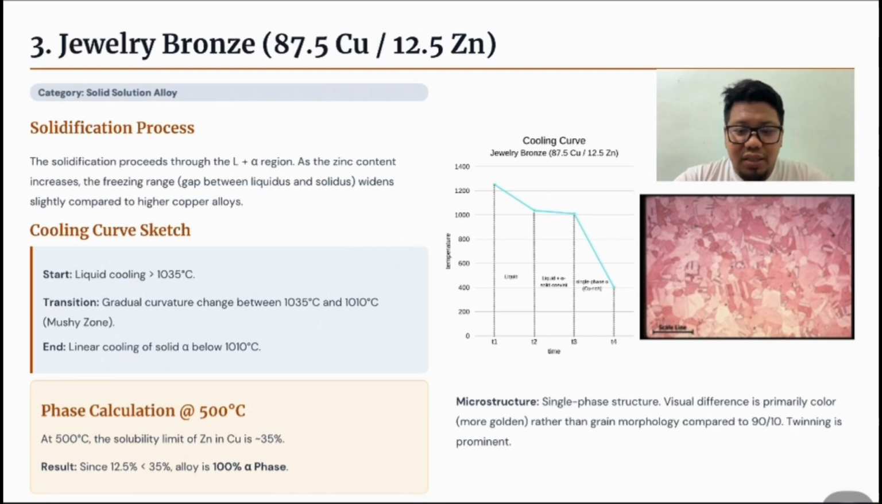In the microstructure, if you look at the microscope image, you will see clean structures. Scientifically, we call this a single-phase alpha structure. This just means that the zinc has mixed perfectly in the copper. You see those straight parallel lines inside the grains? Those are called annealing twins. These lines are proof that the metal has been heated to make it soft. Because it is so soft, we can bend it into complex shapes for necklaces or earrings without it breaking.